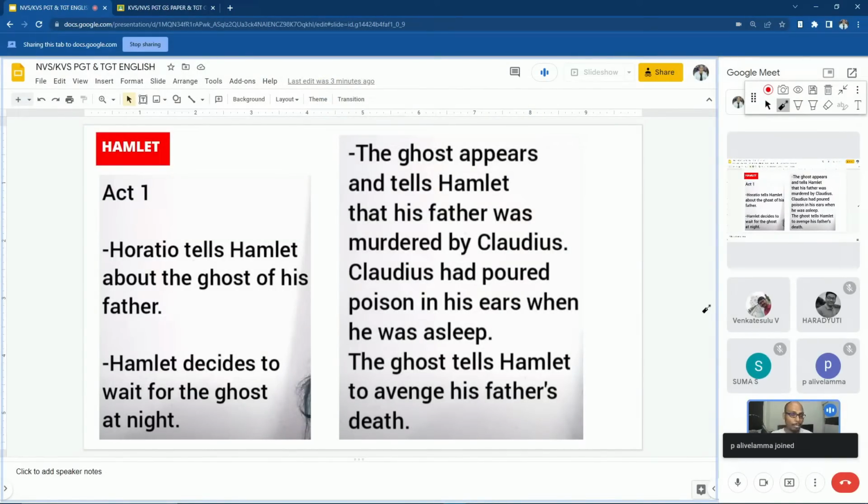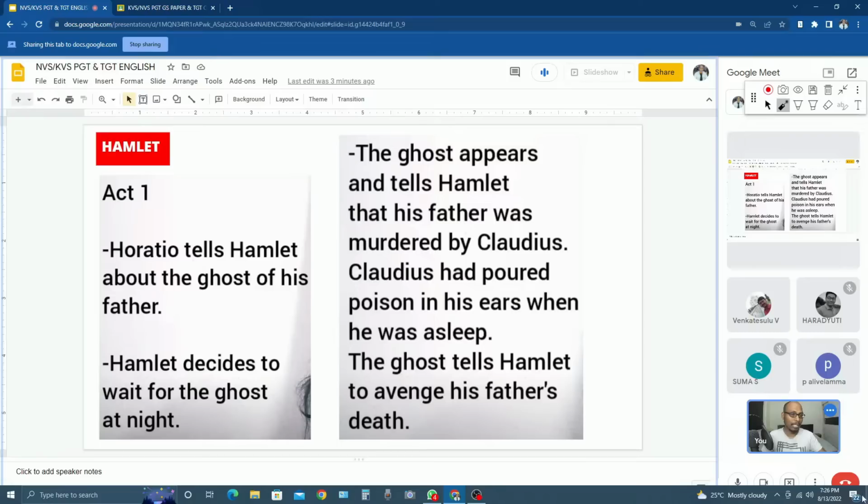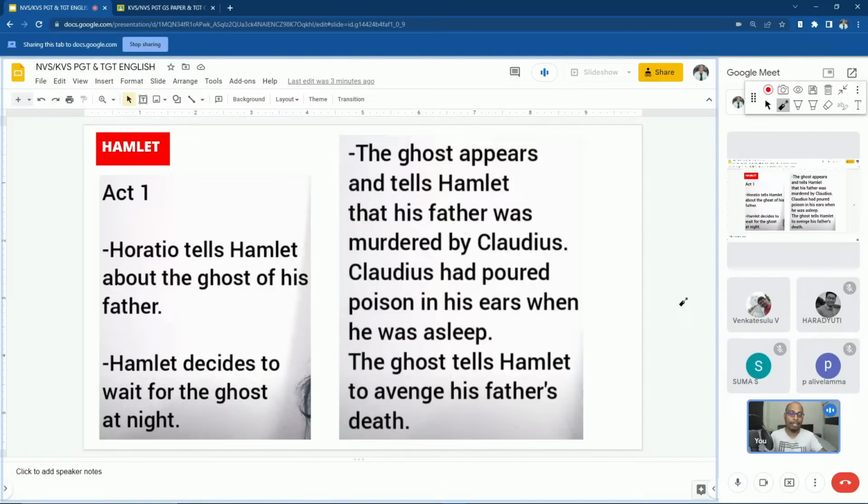Good evening, madam. Am I audible? I'll take five to ten minutes, ma'am. I'll complete this one, then we'll start the Hindi class. So I'll just complete the class. Goji, am I audible clearly? Venkatesh sir? Yes, sir. Sorry.